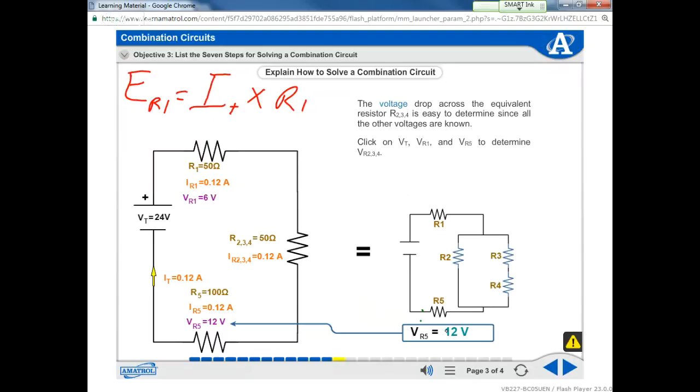Basically, if we dropped, what did we say? We dropped 6 volts here, and we dropped 12 volts here, and that left 6 volts left. Between here and here, with my meter, I would measure 6 volts. You with me? But inside there will be some more voltage drops. So you see what happens if you mess up one calculation? You mess it all up.